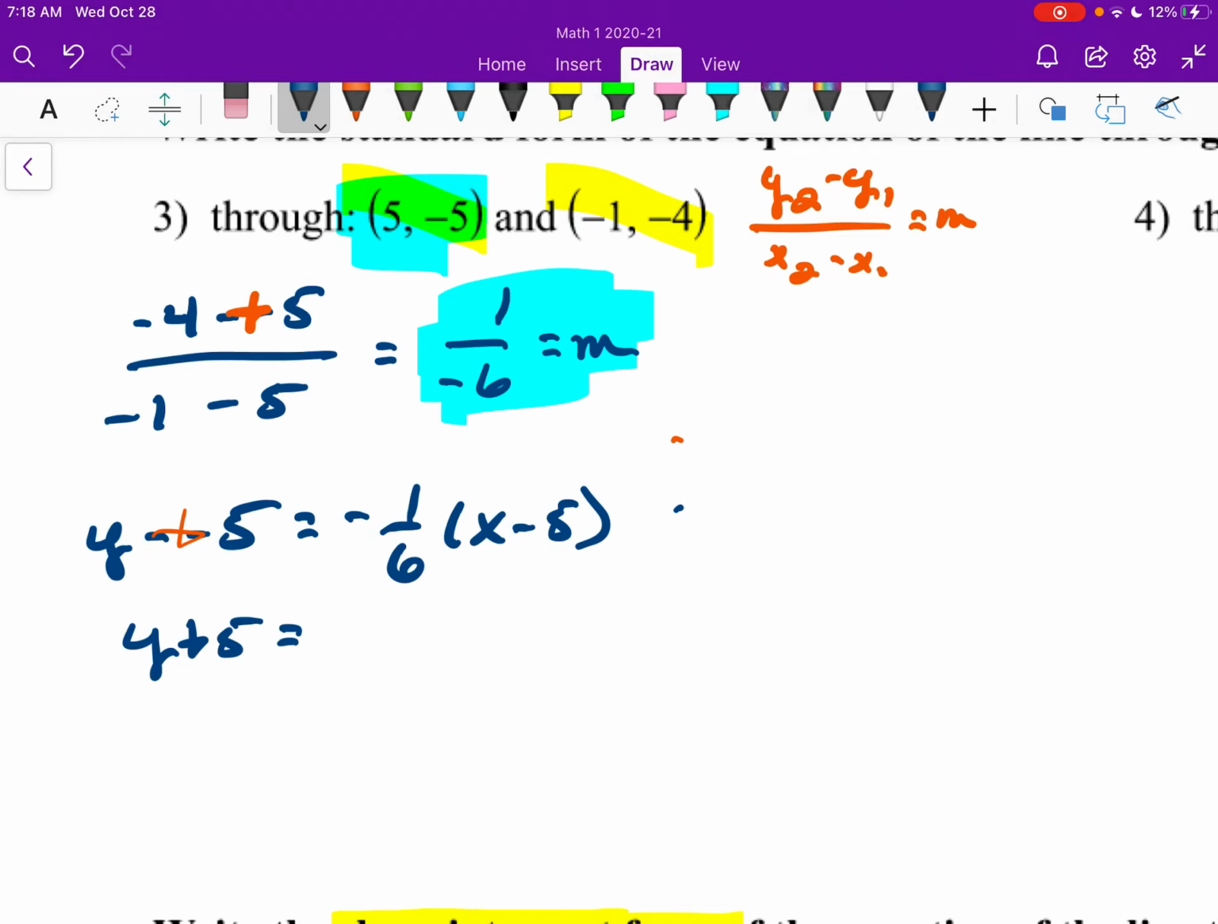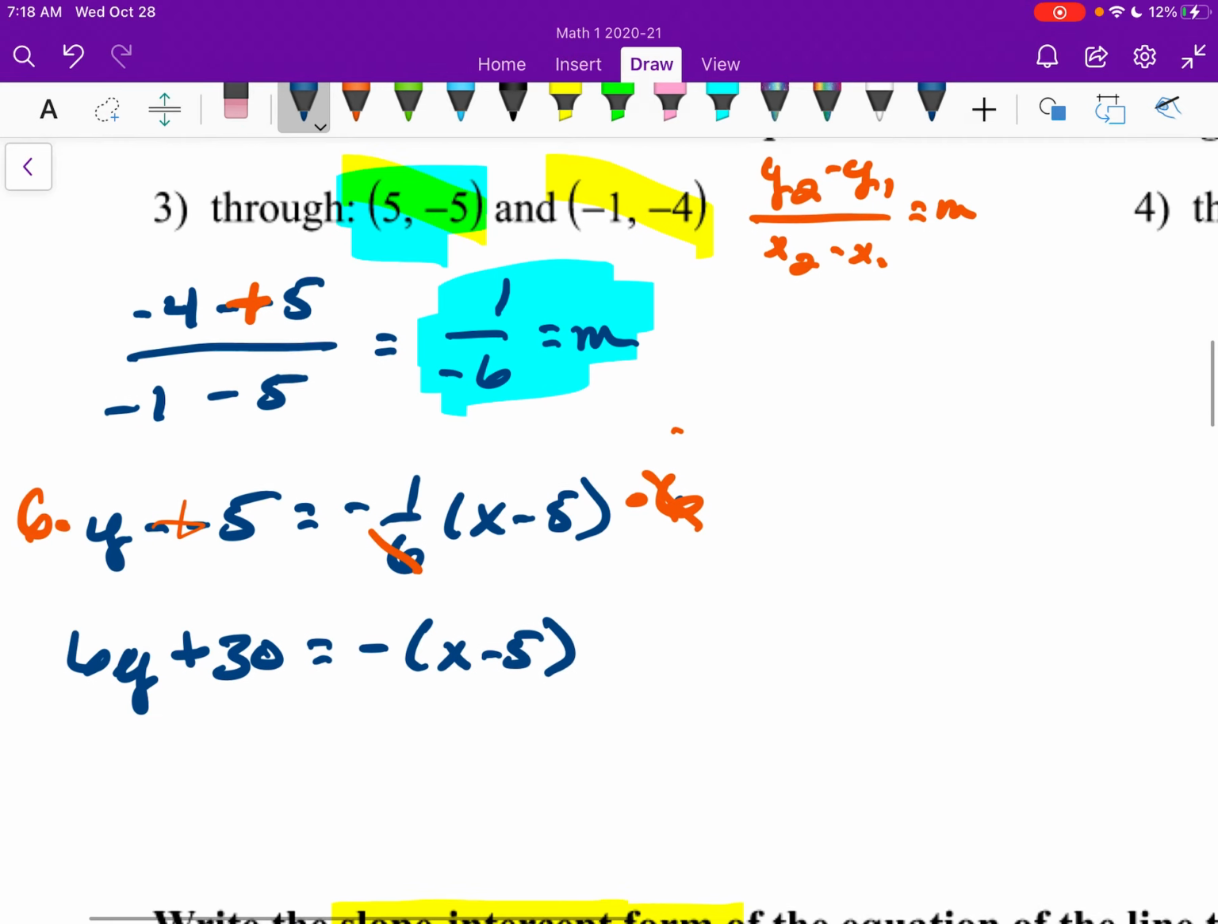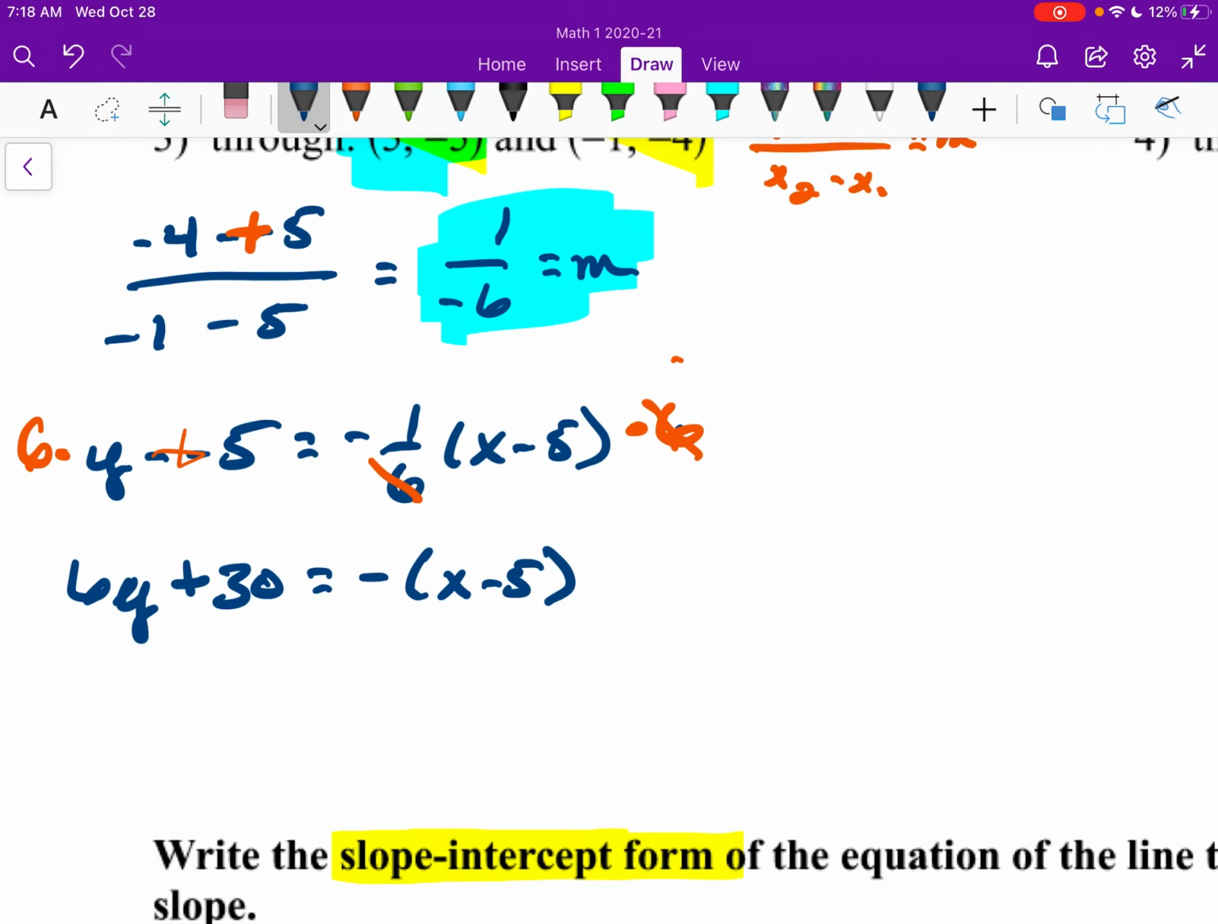Actually, you know what? We could do that a little bit better. I don't want to multiply out my fraction. What if I multiplied by 6 on both sides? That would make it a little bit easier. Then we get rid of our fraction. So this 6 and this 6 would cancel. We can't forget that negative. That negative is going to be there, and we're going to have 6y plus 30 equals -x minus 5. Yeah, that's a little bit easier to mess with.